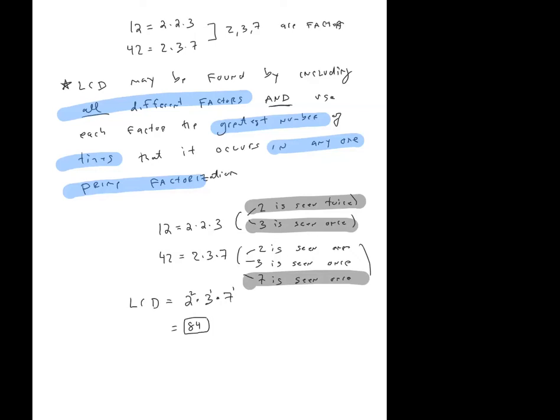Right, so we prime factorize, break it down, and then include every factor. And then we pick the greatest number of times that it occurs in any one prime factorization. Any questions, y'all, so far? All right, let's take a look at an example.